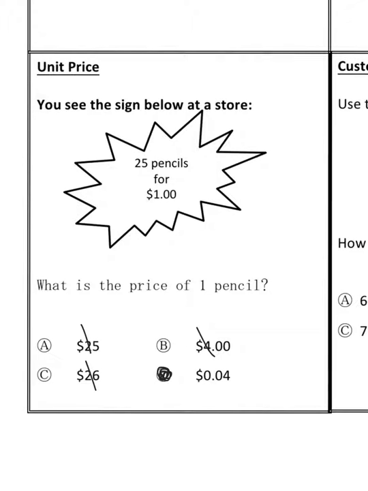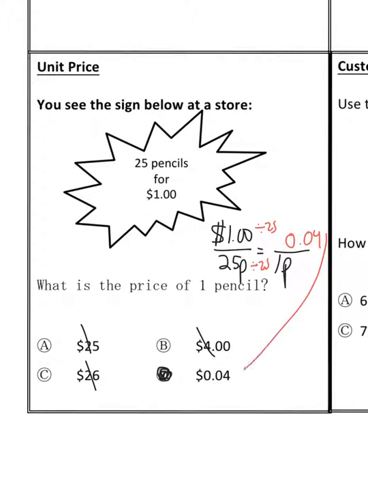Now, if you solved it like you were taught, you'd write it as a fraction, $1 for 25 pencils, and you want to find the price of one pencil. To do that, you would divide by 25, divide $1 by 25, and guess what you get? You get 0.04 or 4 cents. Alright, but use some common sense there, guys.